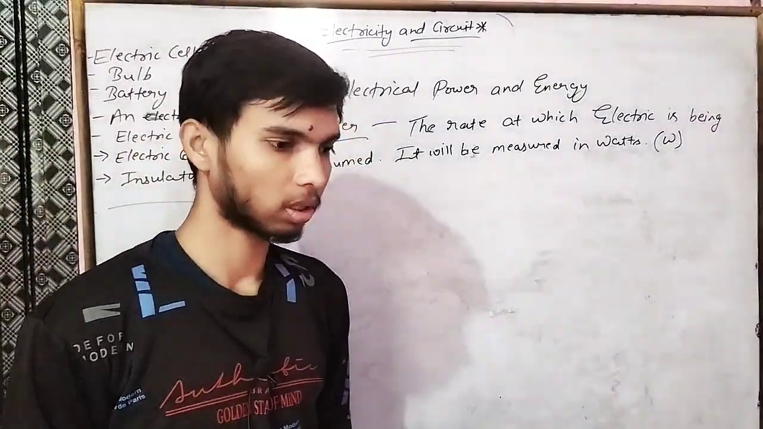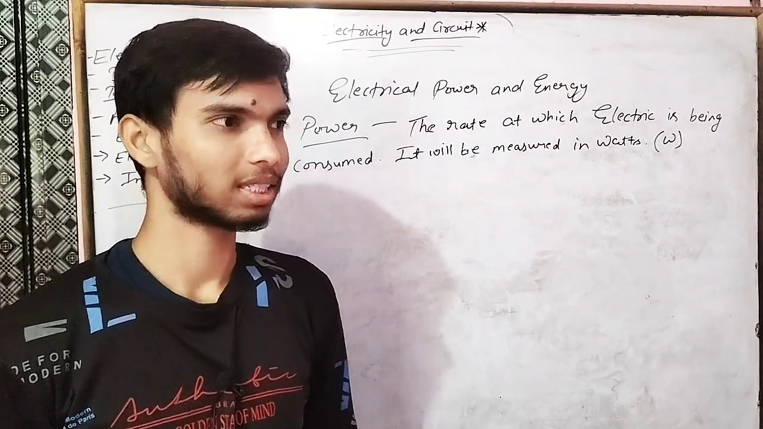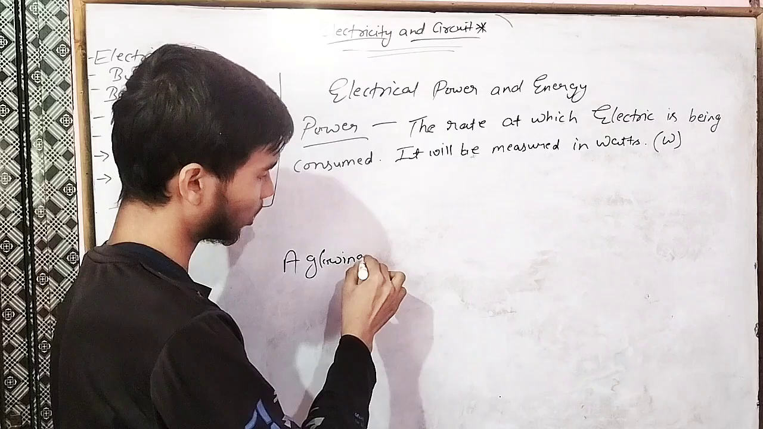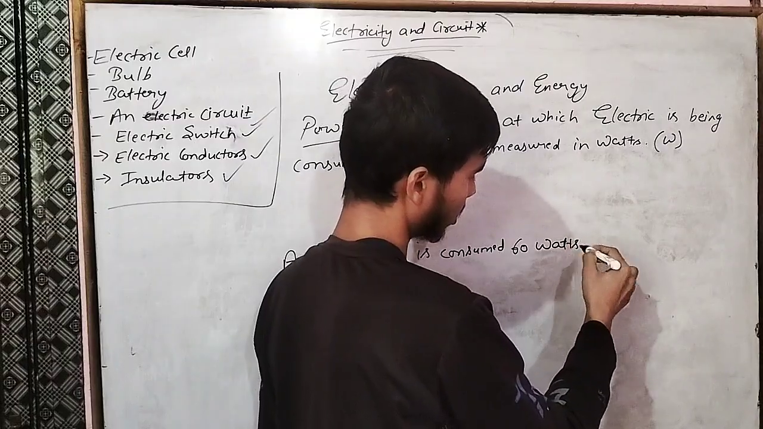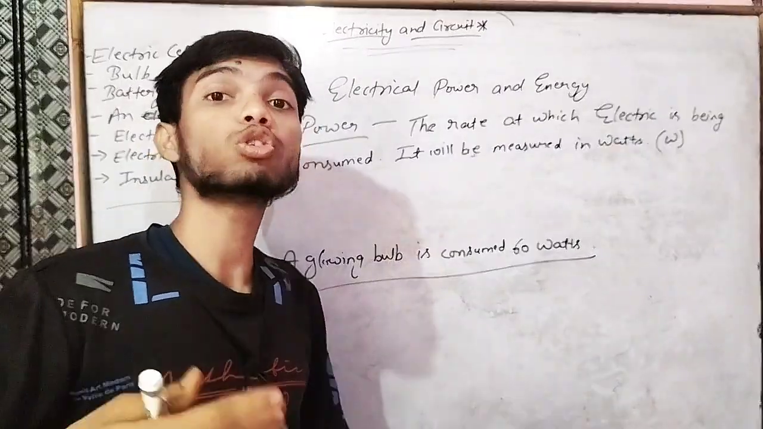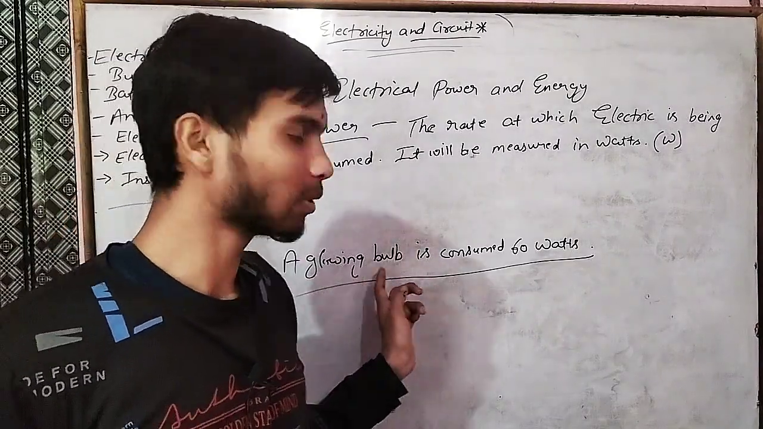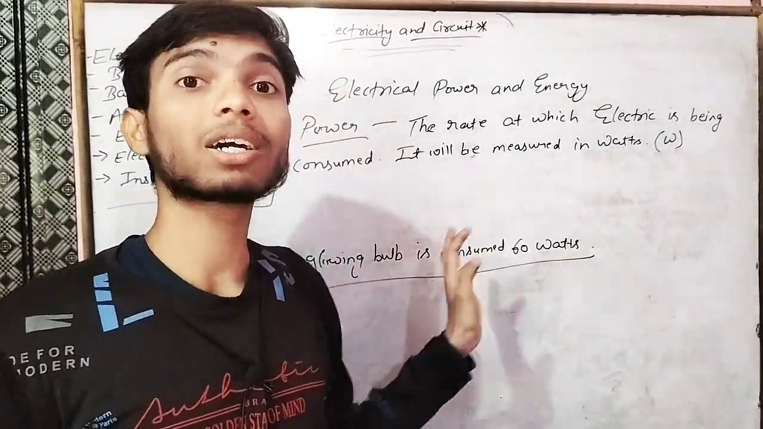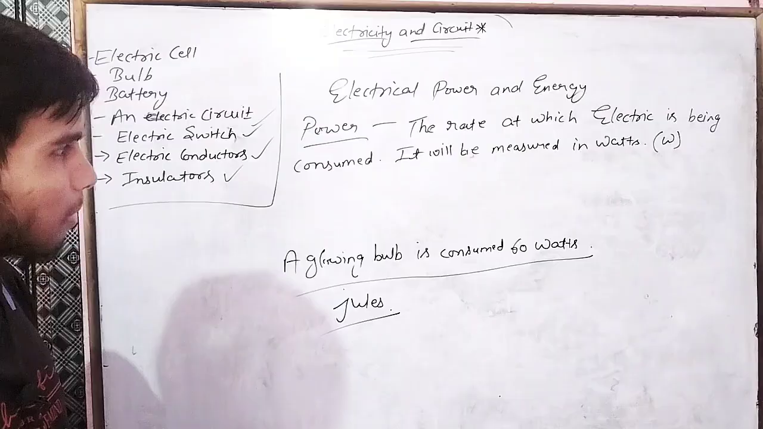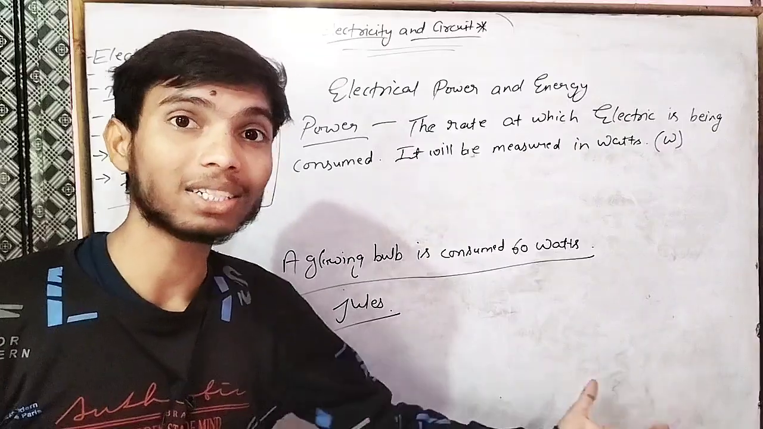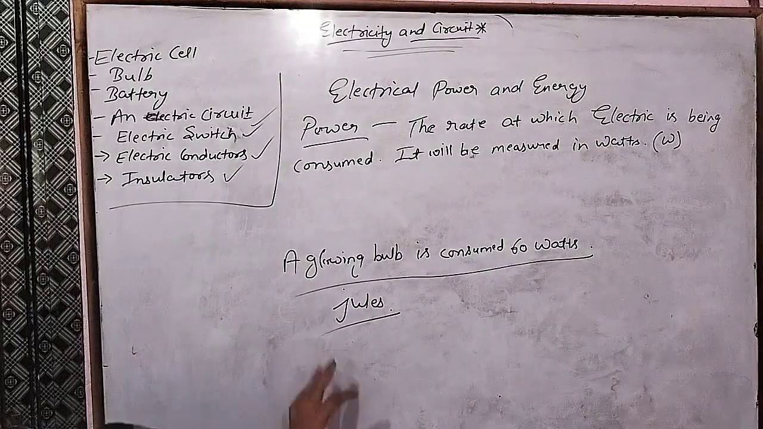For example, a glowing bulb is consuming how many watts? 60 watts. So this bulb is consuming 60 watts. So can we say what the energy is? When the bulb consumes 60 watts, it consumes how much energy? 60 joules. Are you getting it? It means it consumes 60 joules of energy by glowing.